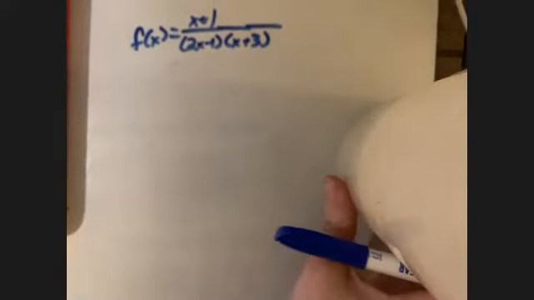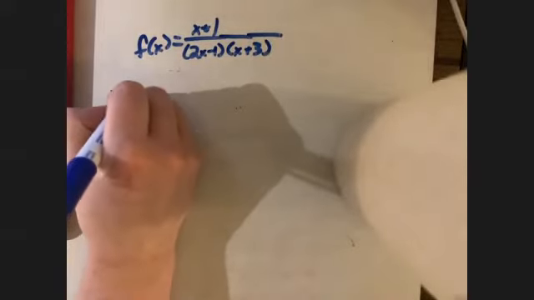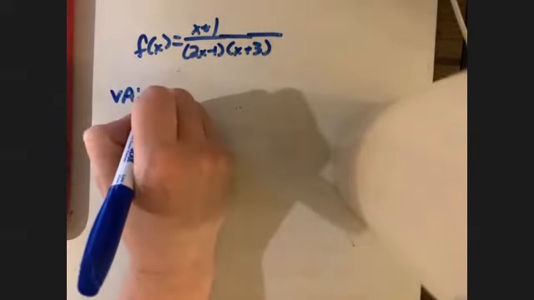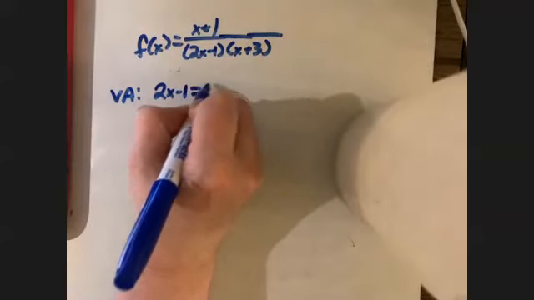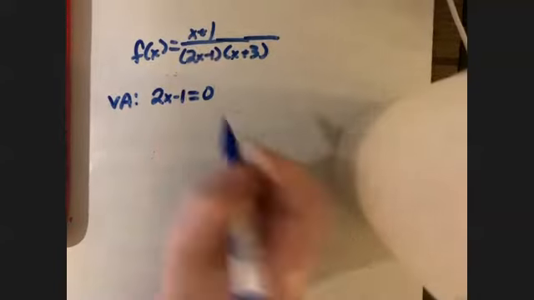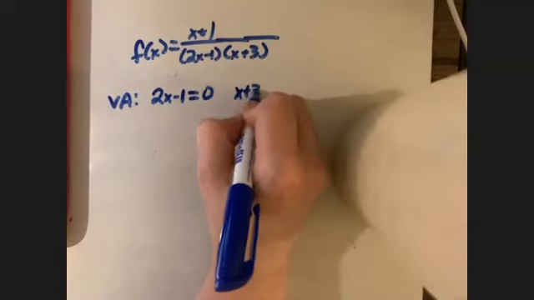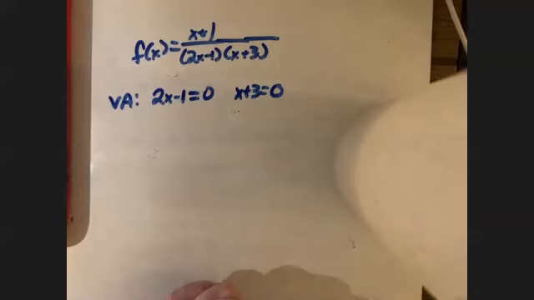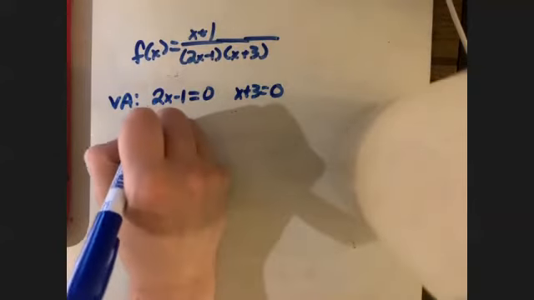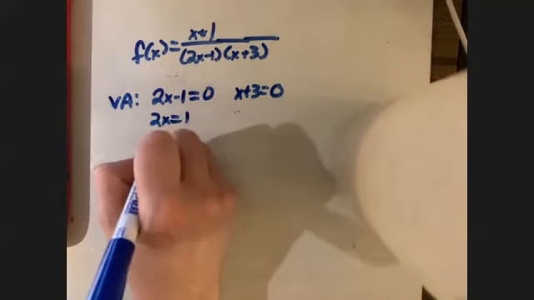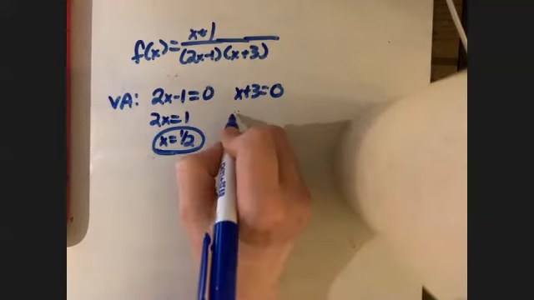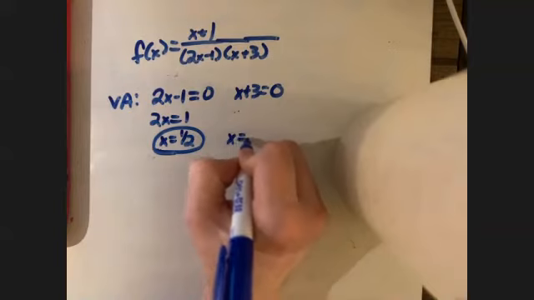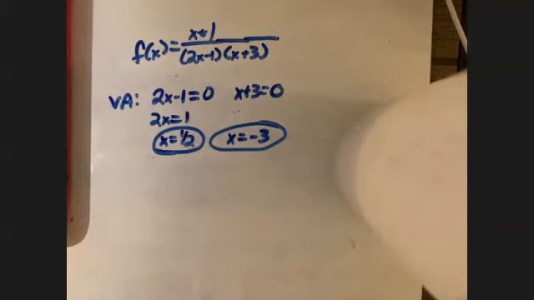Okay. Now, first off, we're going to do vertical asymptotes. Now, with the domain, we would do 2x minus 1 cannot equal 0. With the vertical asymptotes, we actually want to let them equal 0 because we want them to be the equation of a line. Okay. So, solving this one. There's one of them. This one, we do have a second one.